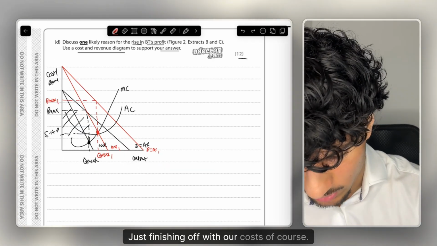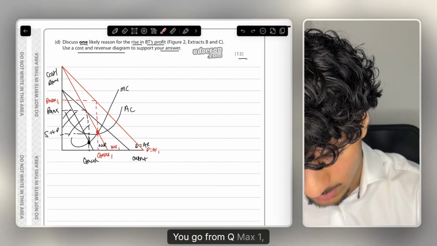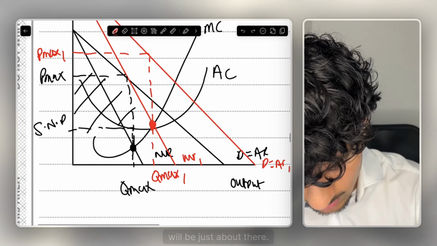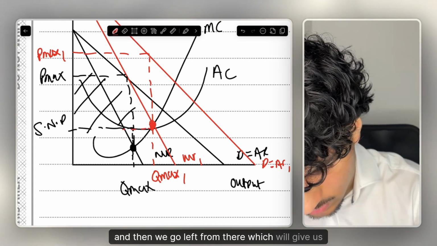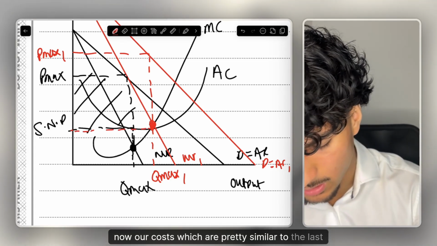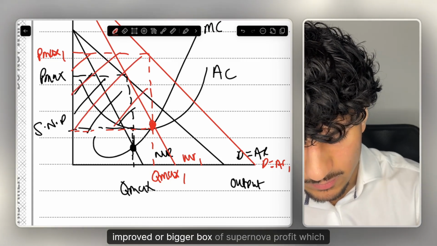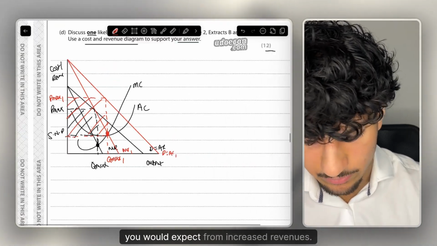Just finishing off with our costs, of course. So how do you find your costs? You go from Q max 1, keep going up until you hit your AC curve, which will be just about there, and then we go left from there, which will give us our costs, which are pretty similar to the last ones. But now this is our new, bigger box of supernormal profit, which you would expect from increased revenue.